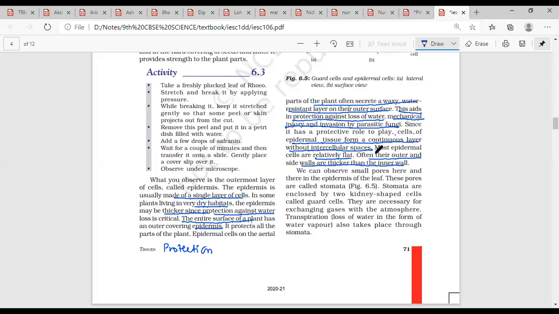Just like our house, all the outer boundaries are thicker and stronger as compared to inner walls. Inner room walls are not that strong as compared to the outer walls. The same thing, because those outer walls have to protect us. So for the protection, outer walls are thicker as compared to inner walls.